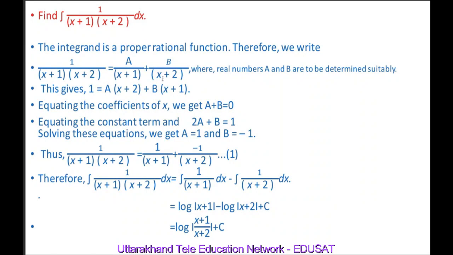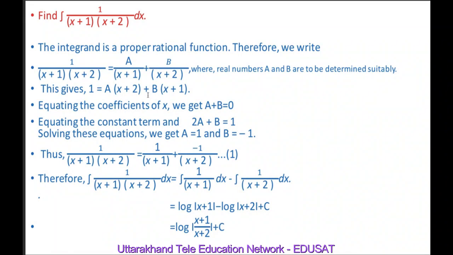So if we take the LCM on the right hand side, the LCM will be x plus 1 into x plus 2. So we can write it as a into x plus 2 plus b into x plus 1. Here also the LCM is the same, so we can cancel the LCM from both sides. So on the left hand side we have 1, and on the right hand side we have a into x plus 2 plus b into x plus 1. This you know how to solve.